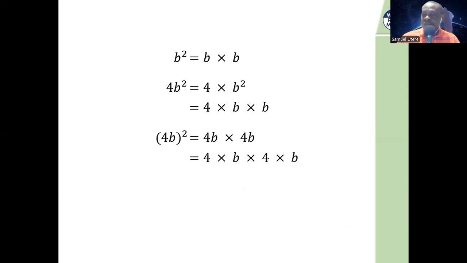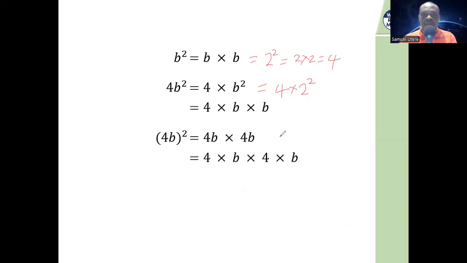So if we were told that b is 2, this one will simply be 2 squared, because b is 2, and this is 2 times 2, which is 4. If we do the same, this will be 4 times 2 squared. Or another way of thinking about it is 4 times 4, which is 16.